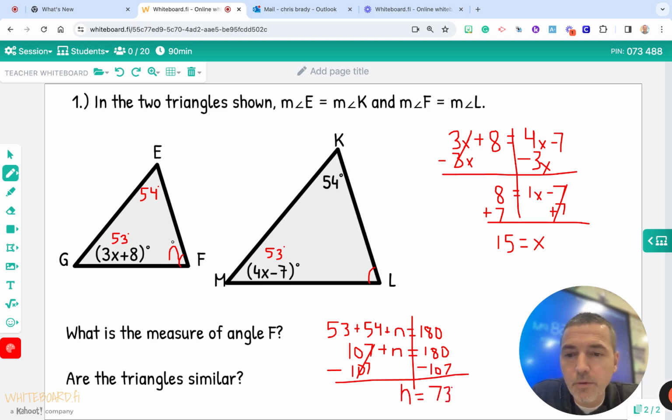So I know that in both these triangles, F is 73 degrees, and I know L is 73 degrees. You can see they have the same angle measures, definitely similar, not the same size, so they're not congruent. But so are the triangles similar? Yes. And what is angle F? Well, it was 73 degrees. All right, I hope that helps.